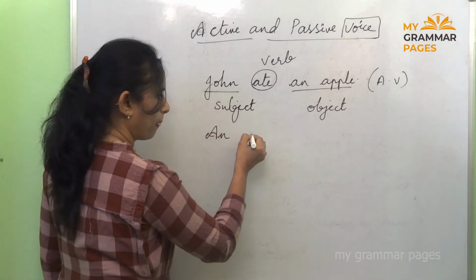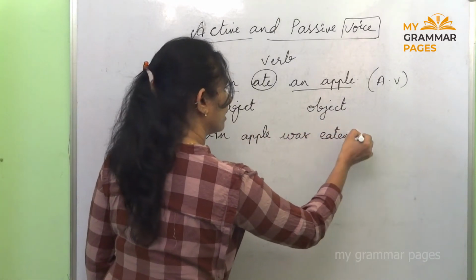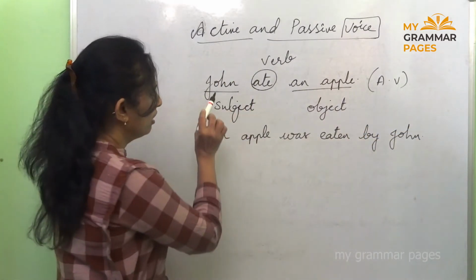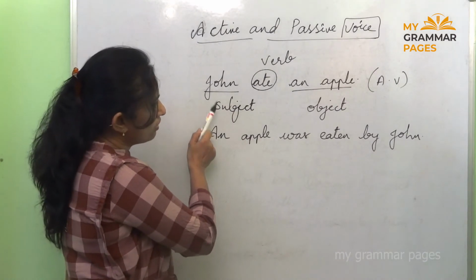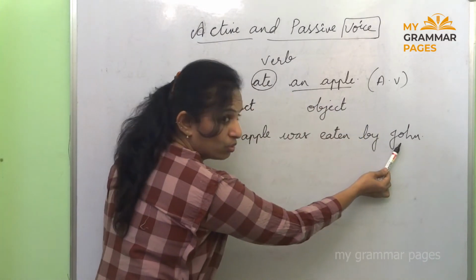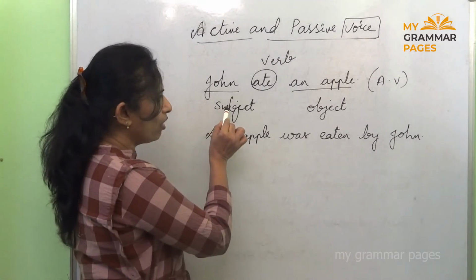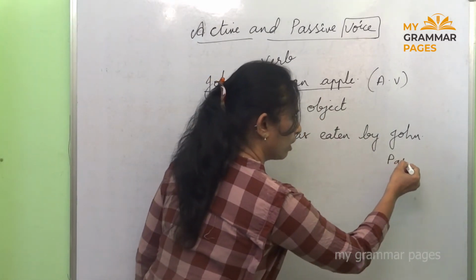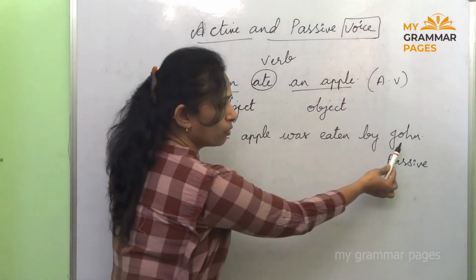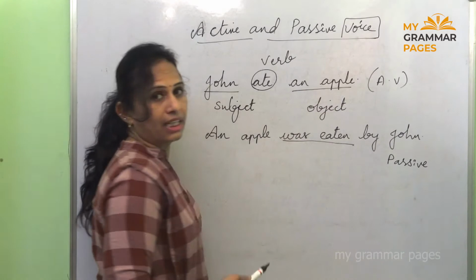An apple was eaten by John. The example is very simple. In the first sentence, the subject is placed at the beginning of the sentence. Now the same subject has moved to the end of the sentence. That means the active role has been changed to a passive role. Now, the role of John is very passive and it's no more performing the action, but it is receiving the action of the verb ate.